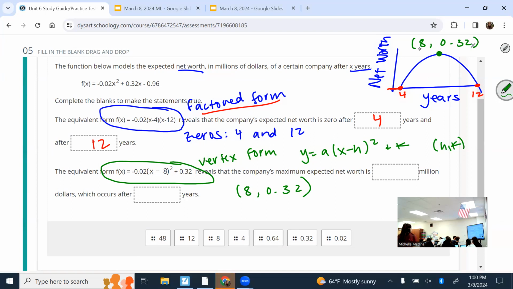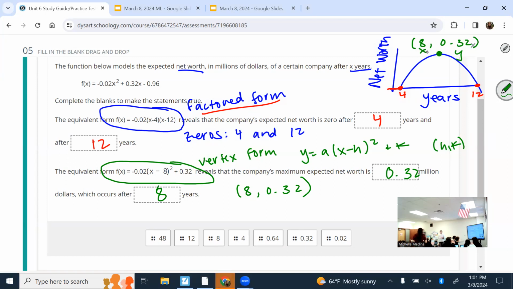But yeah, and remember, x is supposed to be for years, y is supposed to be for net worth. So it reveals that the company's maximum, which also makes sense because our vertex is a maximum in this case. It reveals that the company's maximum expected net worth is what, 8 or 0.32? What goes here? $0.32 million. So this was the net worth part of it. Which occurs after how many years? After 8 years. That's how you interpret the vertex.